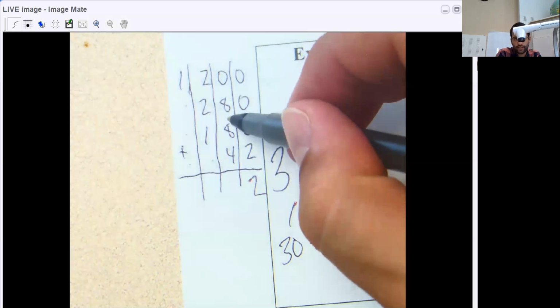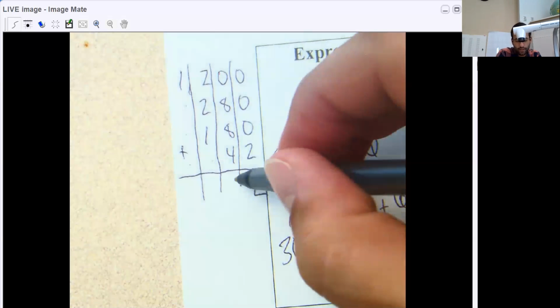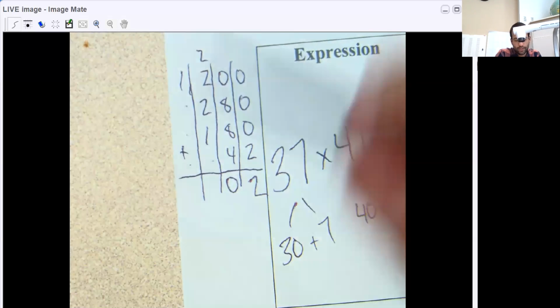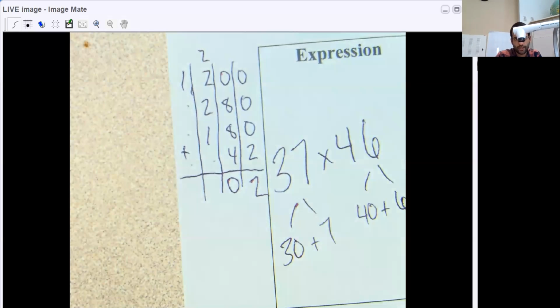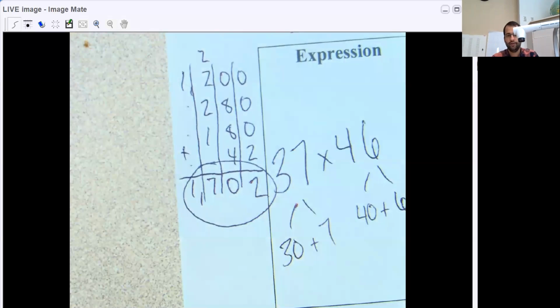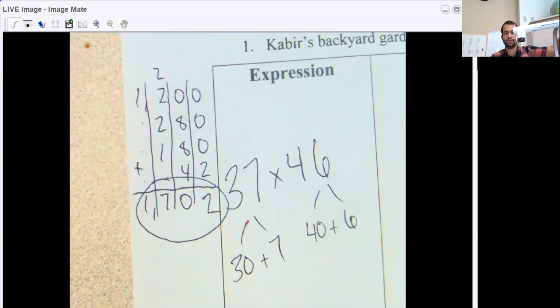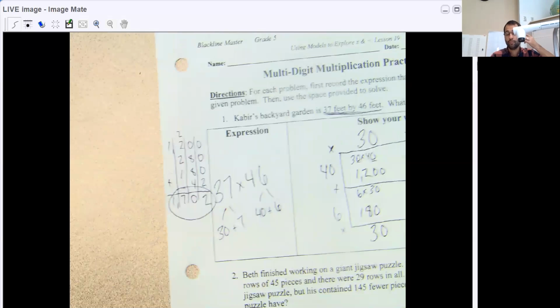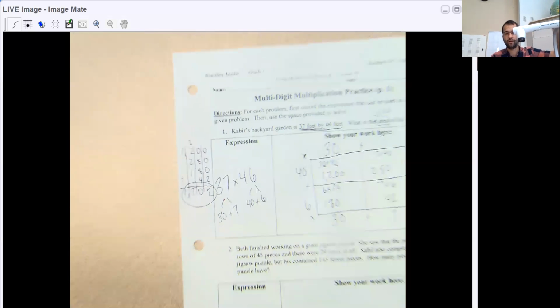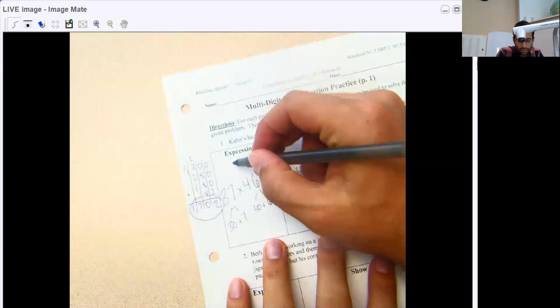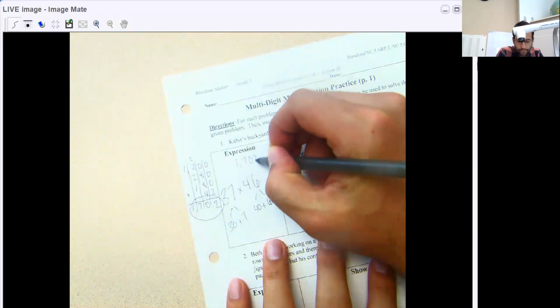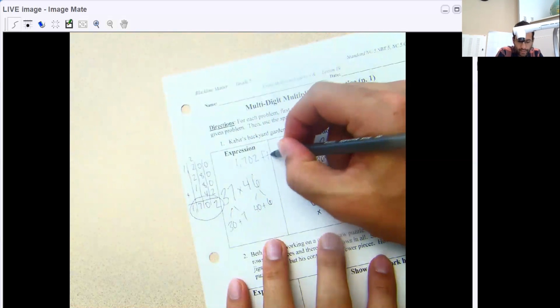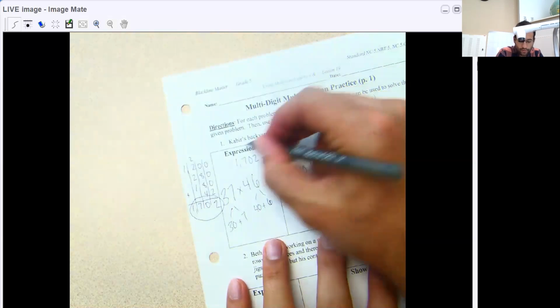8 and 8 is 16, plus 4 is 20. 0 downstairs, 2 gets carried. 2 plus 2 plus 2 is 6, plus 1 is 7. And bring down my 1. So I know the area of his garden is going to be 1,702. And this is actually with multiply, it's going to be actually feet squared.